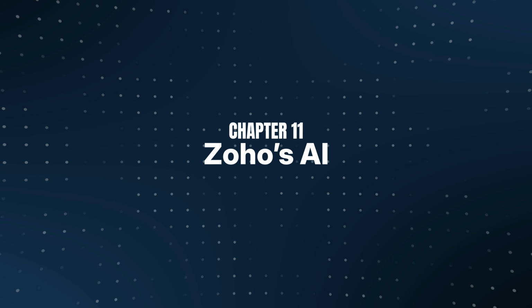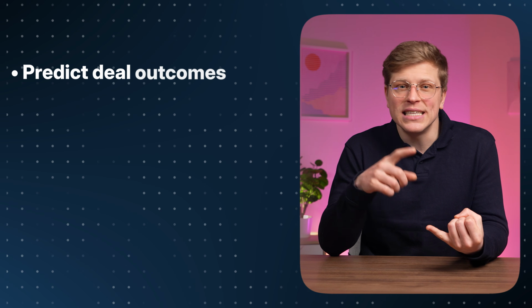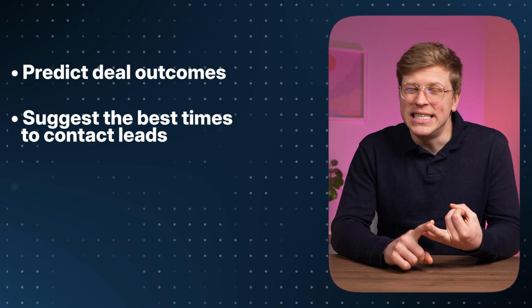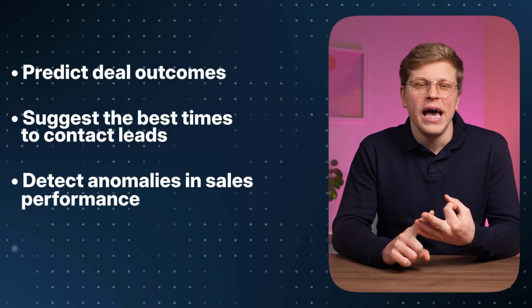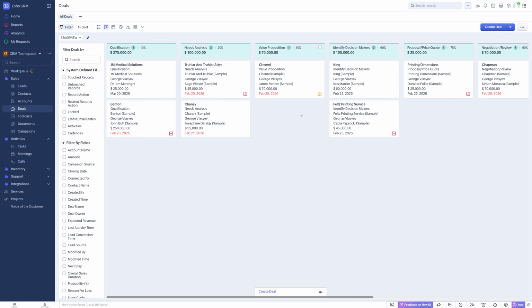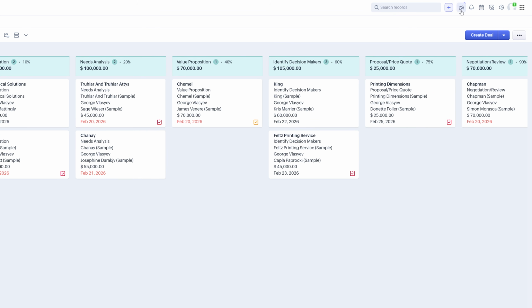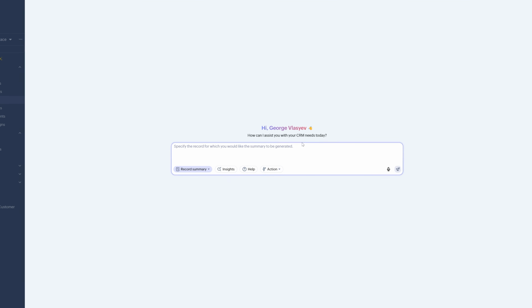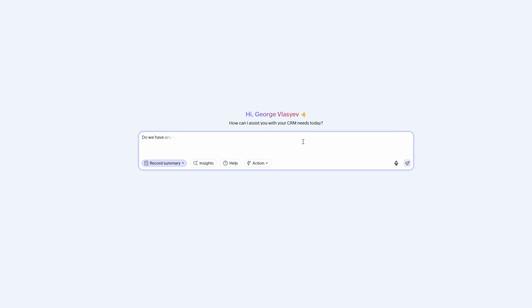Chapter 11, Zoho's AI. We've already seen Zia build automations, but there's a lot more it can do. Zia can predict deal outcomes, suggest the best times to contact leads, detect anomalies in sales performance, and answer questions via chat. You can access it from anywhere in the app. Click the Zia icon in the upper right corner, right here. I'll keep it simple. I'll click Message Zia and ask a very simple question. Do we have any deals that are near closing? I'll switch to Insights mode and let's see what it can do.